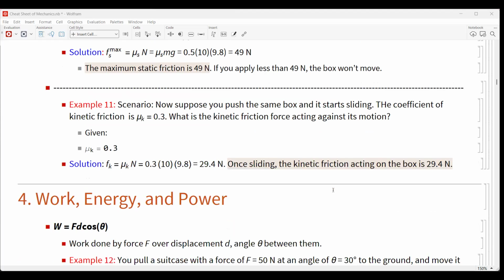Okay, another example, example 11. Scenario: now suppose you push the same box and it starts sliding. The coefficient of kinetic friction is 0.3. What is the kinetic friction force against its motion? So given here, the coefficient of kinetic friction is 0.3. So mu sub k times N, where 10 times 9.8 is the weight, or the normal force, times 0.3, equals 29.4 Newtons. So once sliding, the kinetic friction acting on the box is 29.4 Newtons.